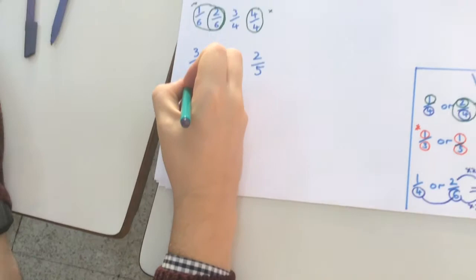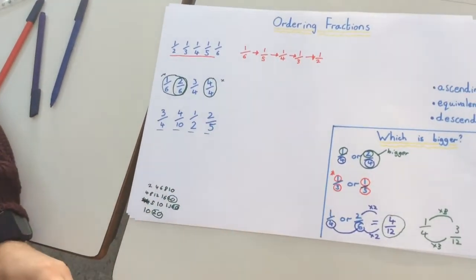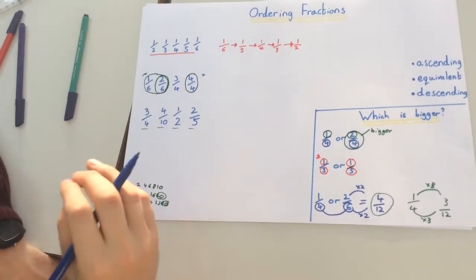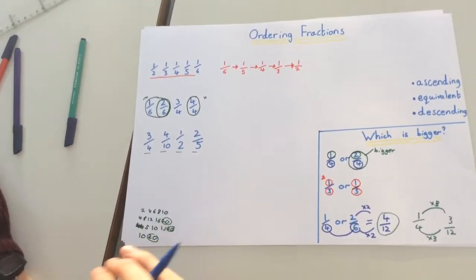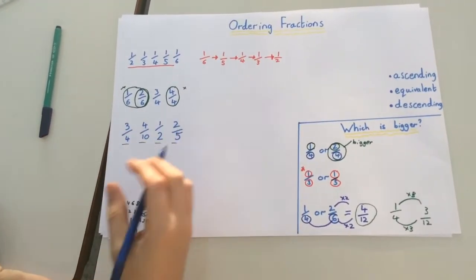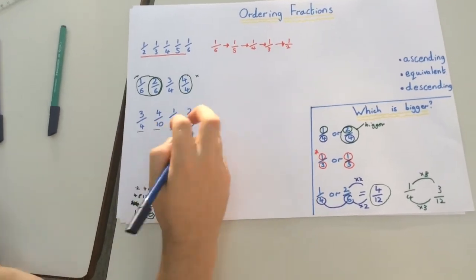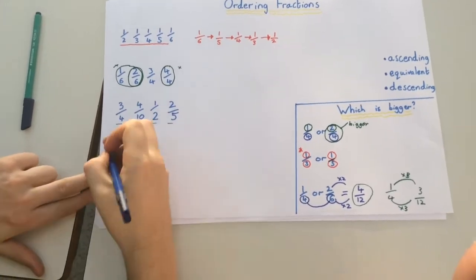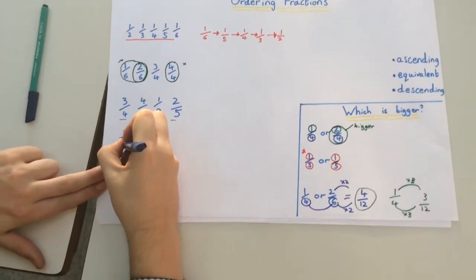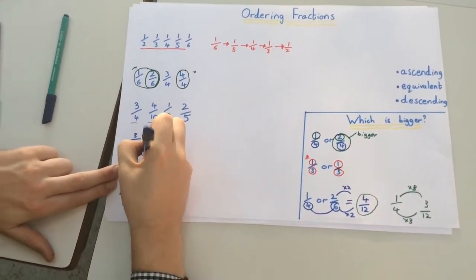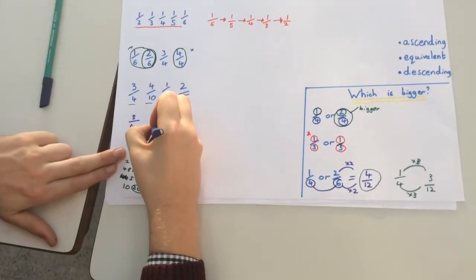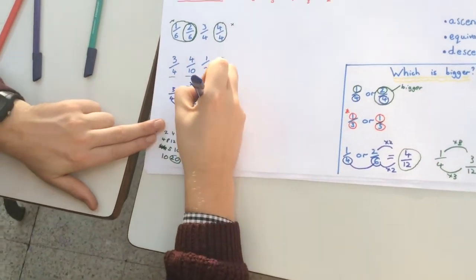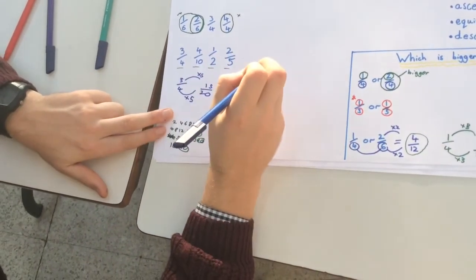So I have to make the denominator 20. Whatever I do to the bottom, I must do to the top. Whatever I do to the denominator, I must do to the numerator to make them equivalent. So let's make 3/4 first. Let's make the new denominator 20. So I have to times by 5. So that means I have 20. I must do that to the top. So that means I have 15 20ths.